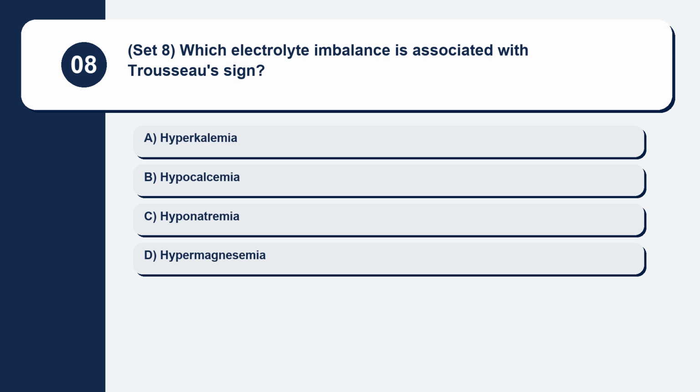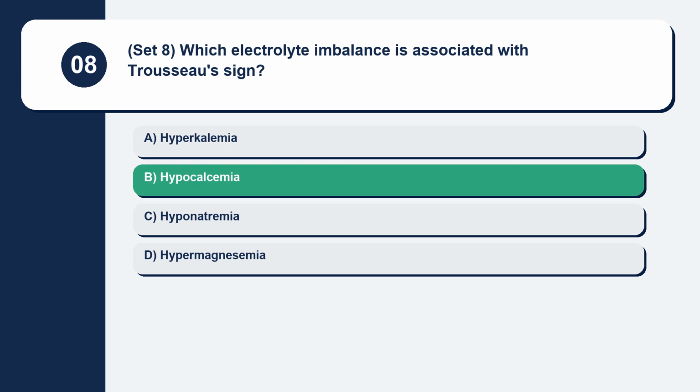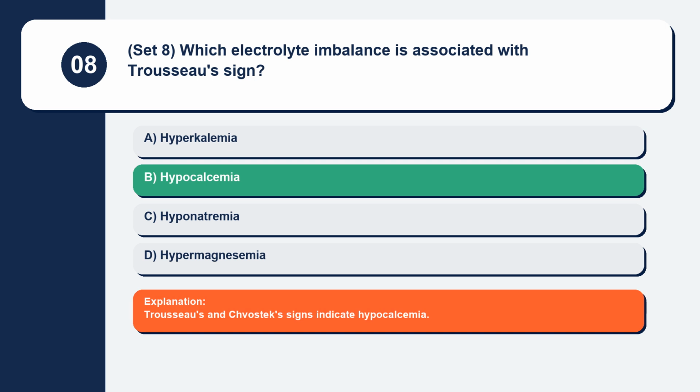Question 8. Set 8. Which electrolyte imbalance is associated with Trousseau sign? Hyperkalemia, hypocalcemia, hyponatremia, hypermagnesemia. Trousseau's and Chvostek's signs indicate hypocalcemia.